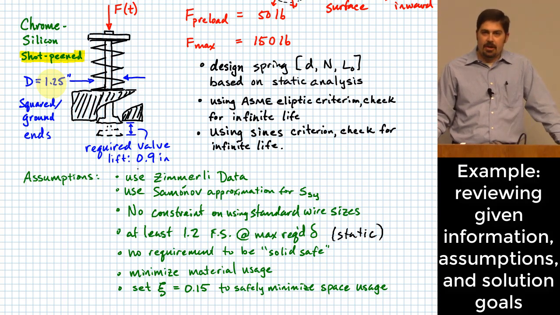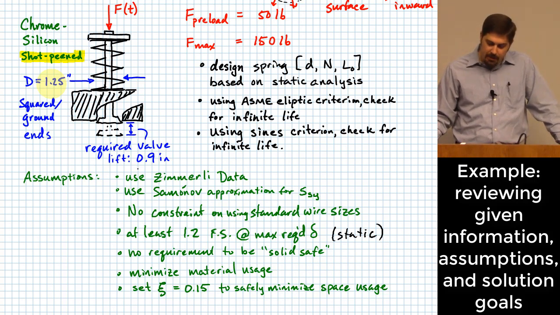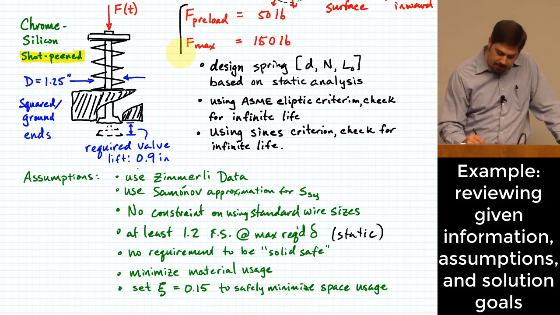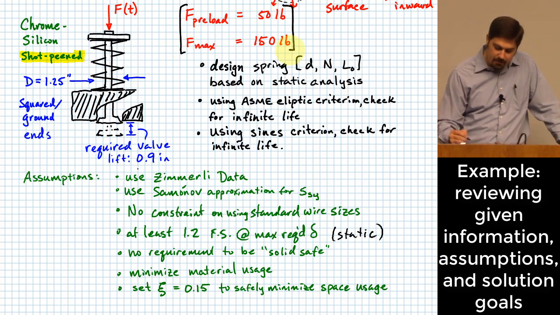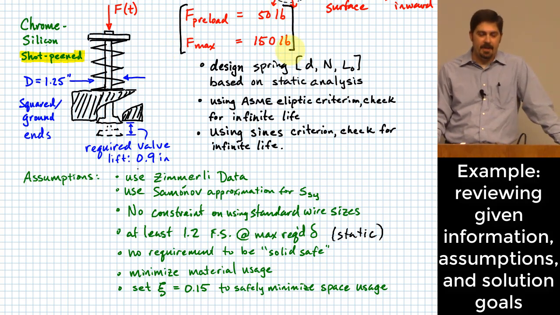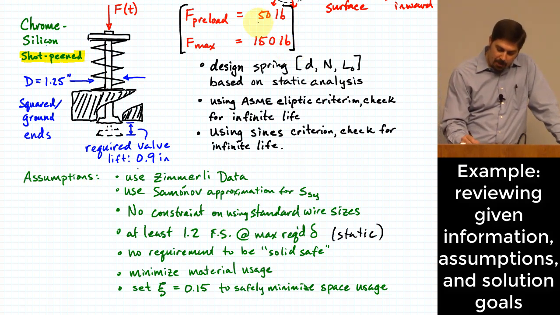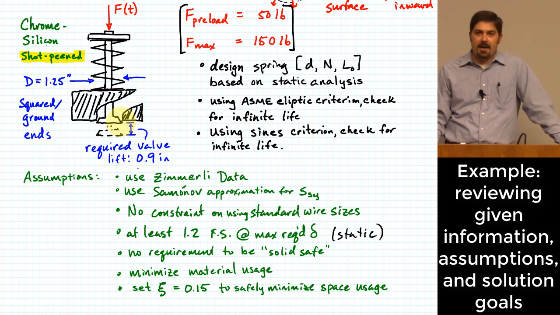Squared and ground ends are fairly typical for applications like this, so we'll say that that's also what it has. We want the preload on this spring to be 50 pounds, and we want the maximum force to be 150 pounds. Let me give you at least a bit of a vision as to why these two numbers, I made them up for now, but why these might be numbers that would be important in the bigger design of something like a valve train, okay? You have to probably have some kind of a minimum force that is closing the valve, or else you may not actually succeed in getting the valve all the way closed, all right?